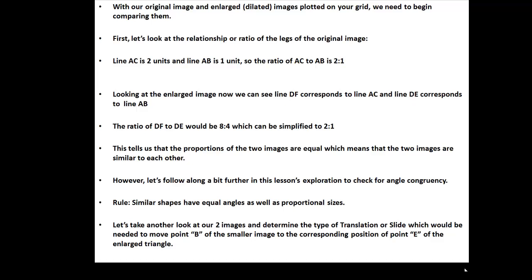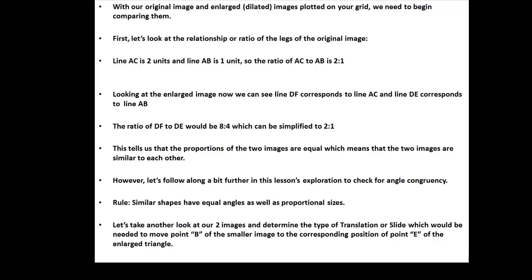With our original image and enlarged dilated image plotted on your grid, we'll need to begin to compare them. Let's look at the relationship, or the ratio, of the legs of the original image. Line AC is 2 units and line AB is 1 unit. So the ratio of AC to AB is 2 to 1.